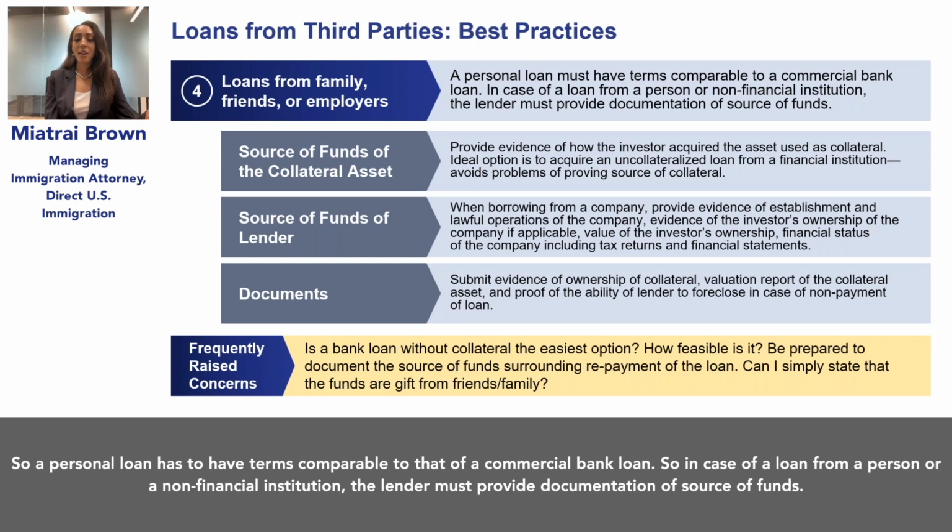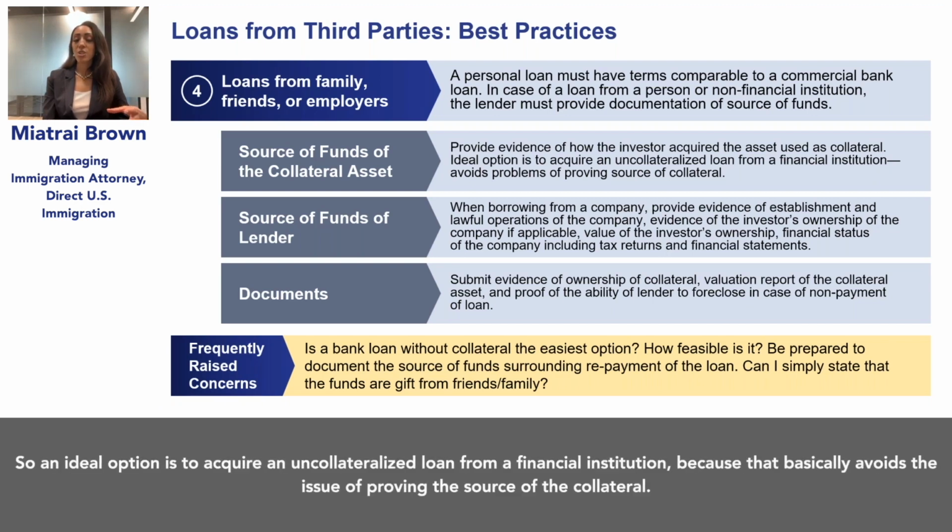So a personal loan has to have terms comparable to that of a commercial bank loan. In the case of a loan from a person or a non-financial institution, the lender must provide documentation of source of funds. So an ideal option is to acquire an uncollateralized loan from a financial institution, because that basically avoids the issue of proving the source of the collateral.